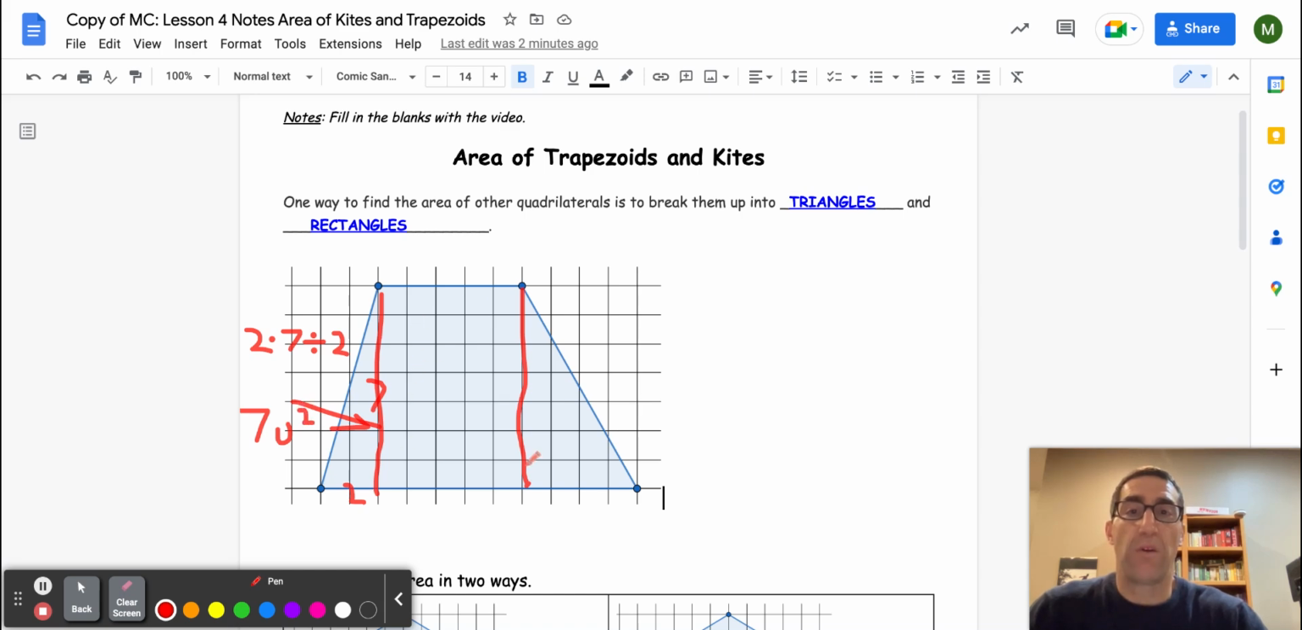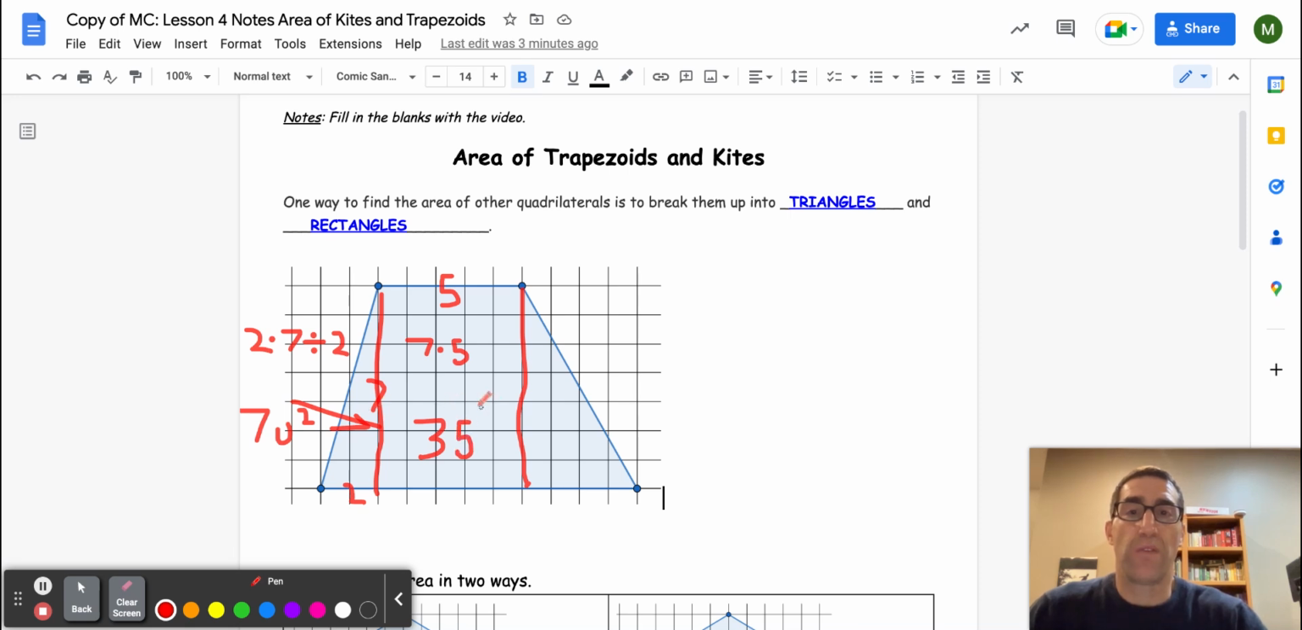Now in the middle, we've got a rectangle. So this one's a 7 by 1, 2, 3, 4, 5, 7 by 5. Well, the area of a rectangle is just base times height. And so we know the area of this section is going to be 35 units squared.